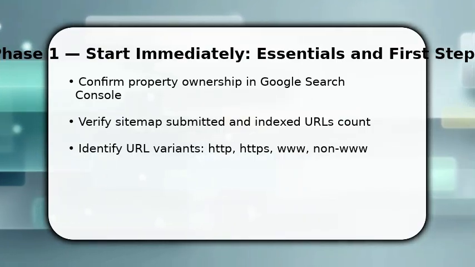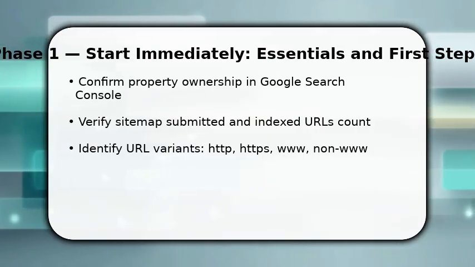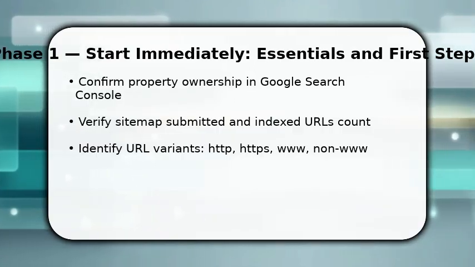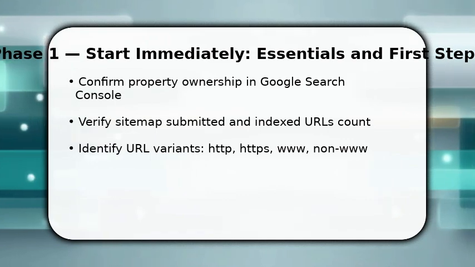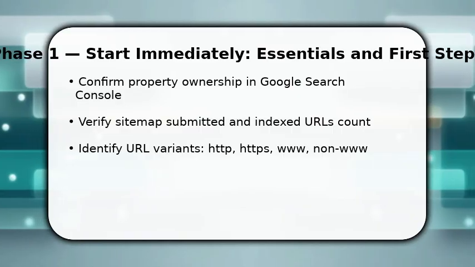Next, check your sitemap and robots.txt quickly to ensure the URL is not blocked. Make sure you note whether the issue is site-wide, parameter-driven, or single-page, because that determines whether you will fix metadata, redirects, or canonical tags next.